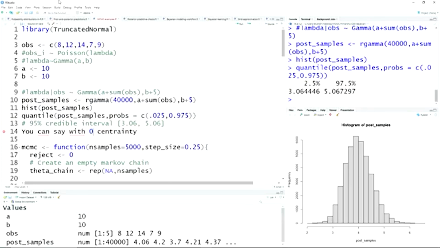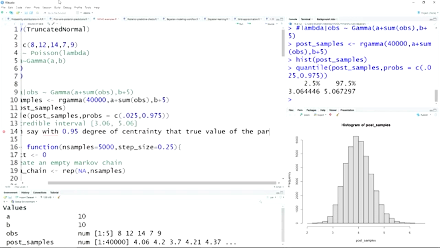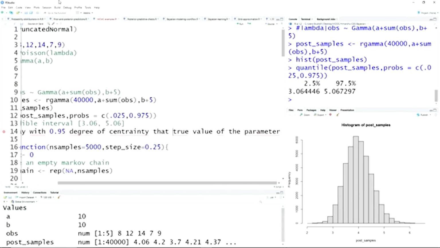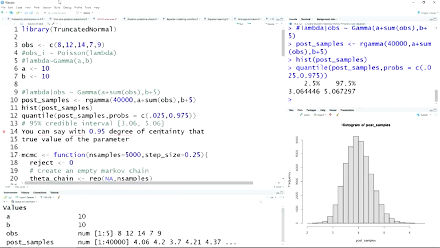Let me just write it more precisely. You can say with 0.95 degree of certainty that the true value of the parameter lambda lies between 3.06 and 5.06. This is what a 95% credible interval means.